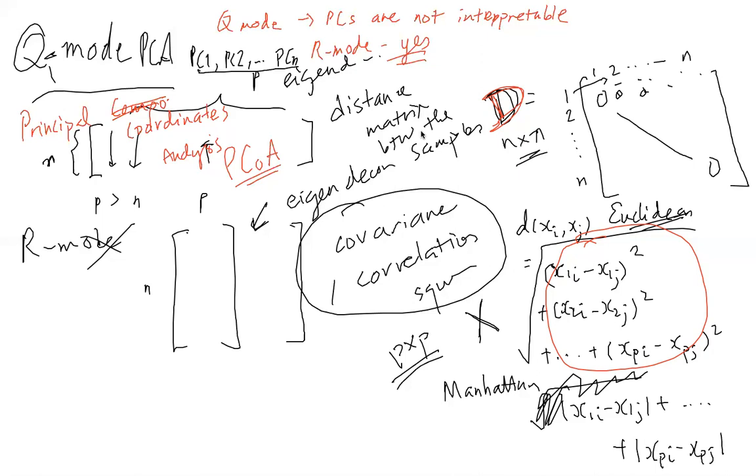So once you understand R mode, Q mode is just a slight variation where instead of working with the covariance or correlation matrix during the eigen decomposition step, you use the distance matrix instead. And the rest of the things are the same. The eigenvalue and eigenvector pairs are the same thing, with one exception: the principal components are not interpretable in Q mode.